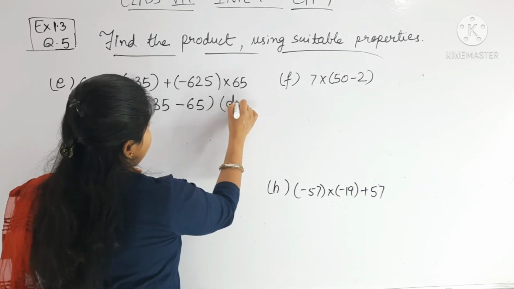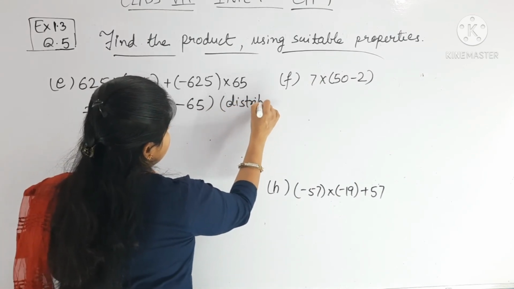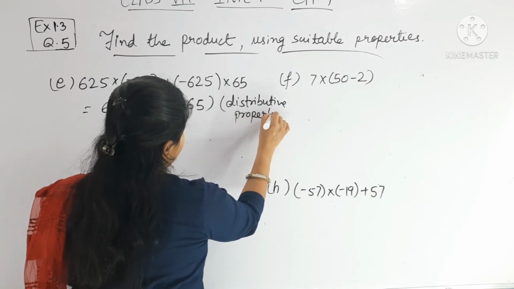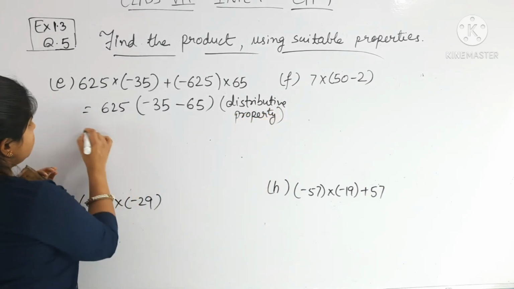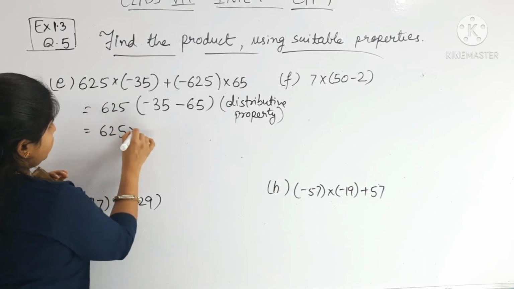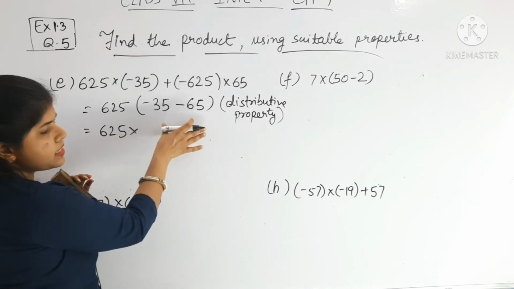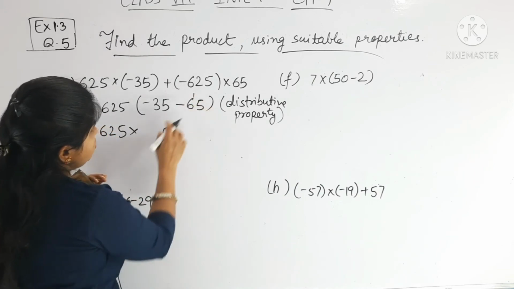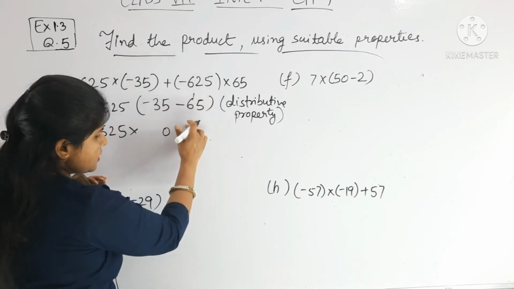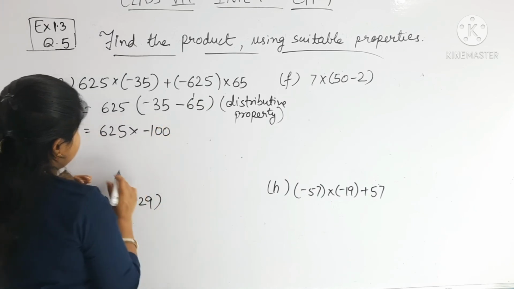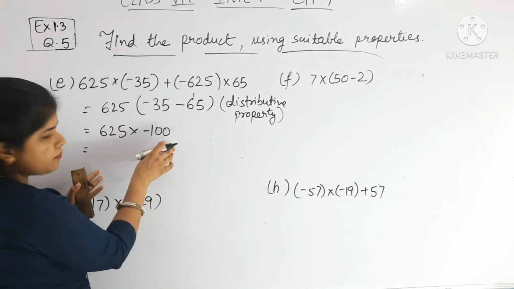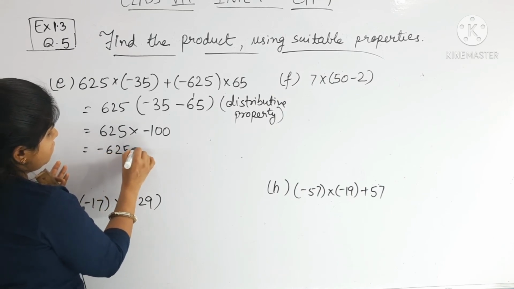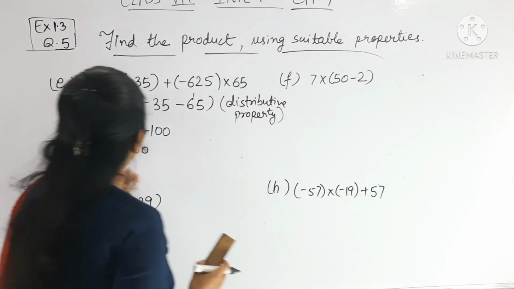Which property had I used? Distributive property. Okay. Now 625 into minus 35 minus 65. Minus minus is plus. So 5 plus 5 is 10 and 1 is balanced. So 3 plus 1 is 4 and 6 plus 4 is 10. That is minus 100 I am getting. So 625 into minus 100 is minus 62500. Okay. That is the E part.